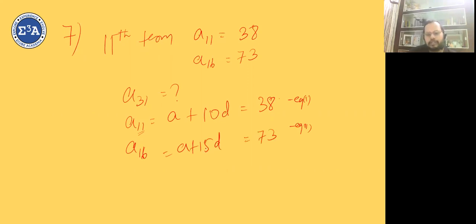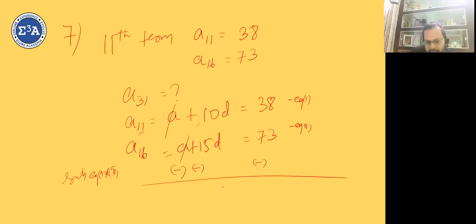What you do? You just subtract both of them. So subtracting equation 1 and 2, all the signs will change. This is positive, this will become negative. This is positive, this will become negative. So positive and negative cancel out.